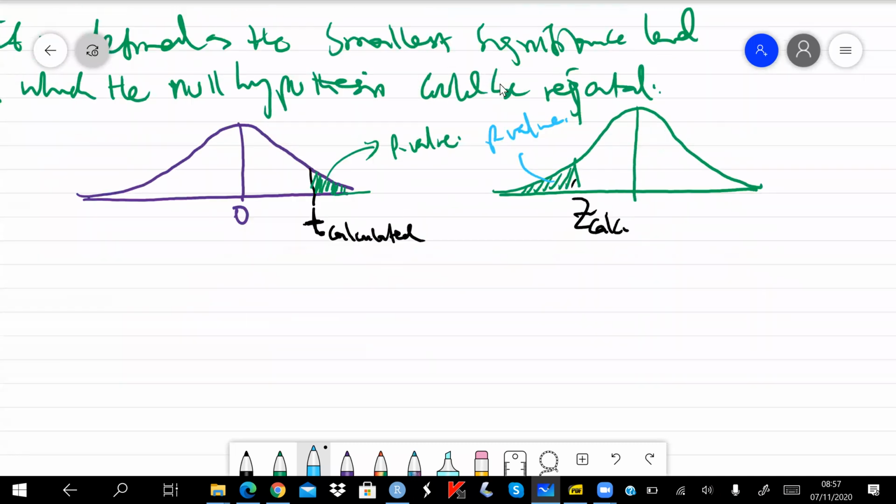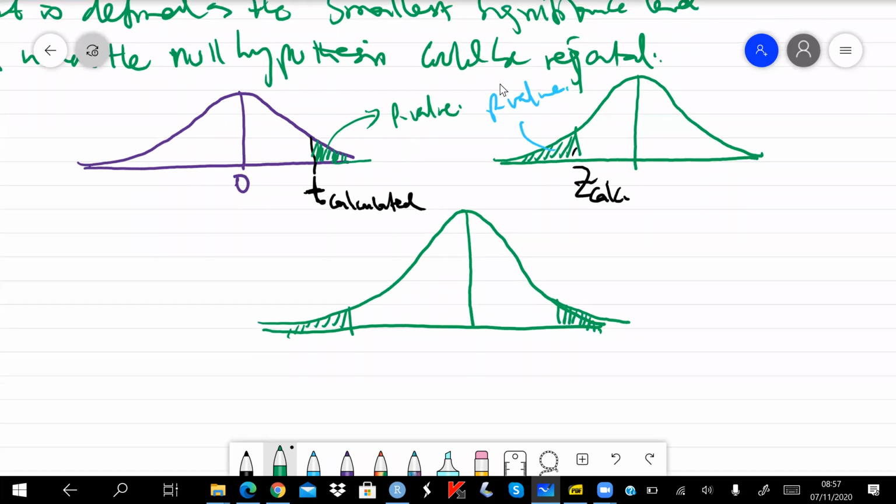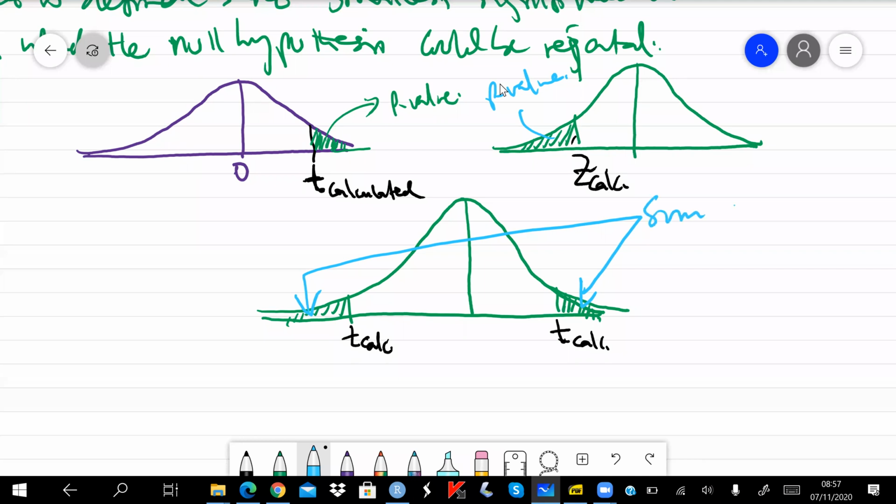If you have a two-tailed test, on the other hand, you have something like this. Then the sum of this, so this is your calculated value, let's call it t calc, and this is also t calculated. Then a sum of these two areas is what gives us the p-value.